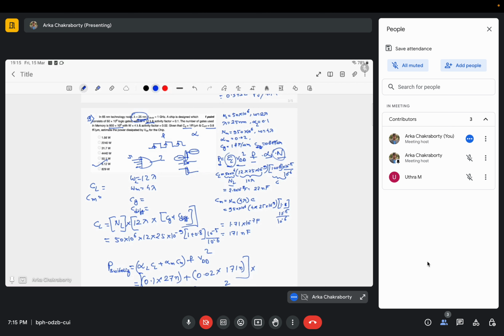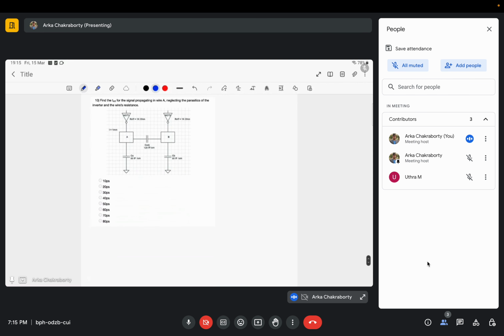Okay. If that's clear, we can move forward to the next question. Fine. Let us look into the last question for class. It has been mentioned: find the contamination delay for the signal propagating in wire A, neglecting the parasitics of the inverter and the wire's resistance. So we have to find the contamination delay.